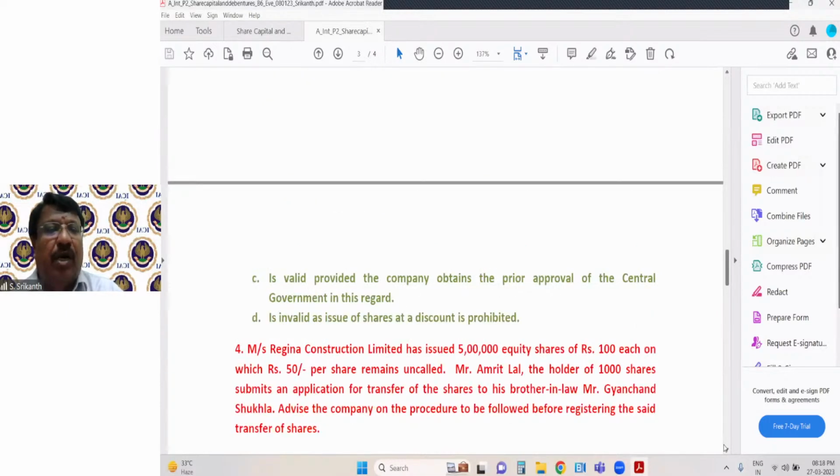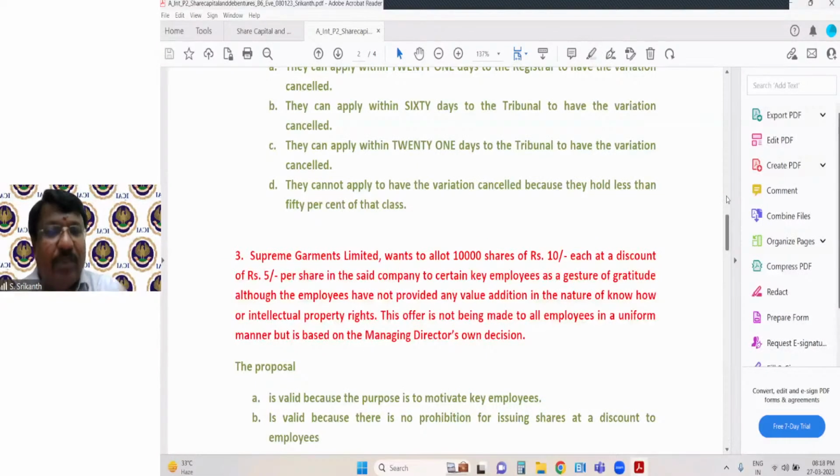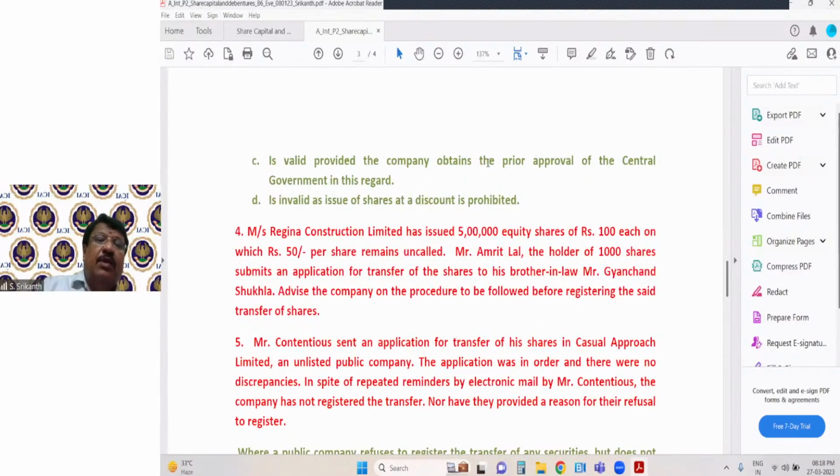Shares cannot be issued at a discount, right? There are two exceptions: sweat equity shares, where he has to provide value addition or know-how or intellectual property, or ESOP, where it should be uniformly made and done by a process. There are ESOP rules. In both cases, they don't satisfy. Therefore, it is invalid, because issue of shares at a discount is prohibited. Even if you cannot obtain prior approval and all.